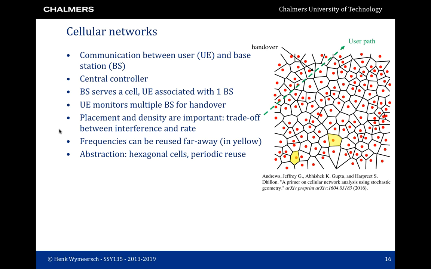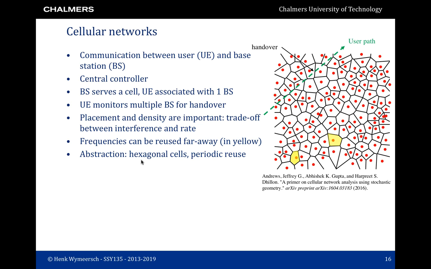The placement and density of base stations is important because it creates a trade-off between interference and rate. More base stations is good because then you will have a higher chance of being close to a base station, but this can also lead to more interference from other base stations. One way to allocate channels to base stations is to provide them with unique frequencies which can be reused for base stations further away.